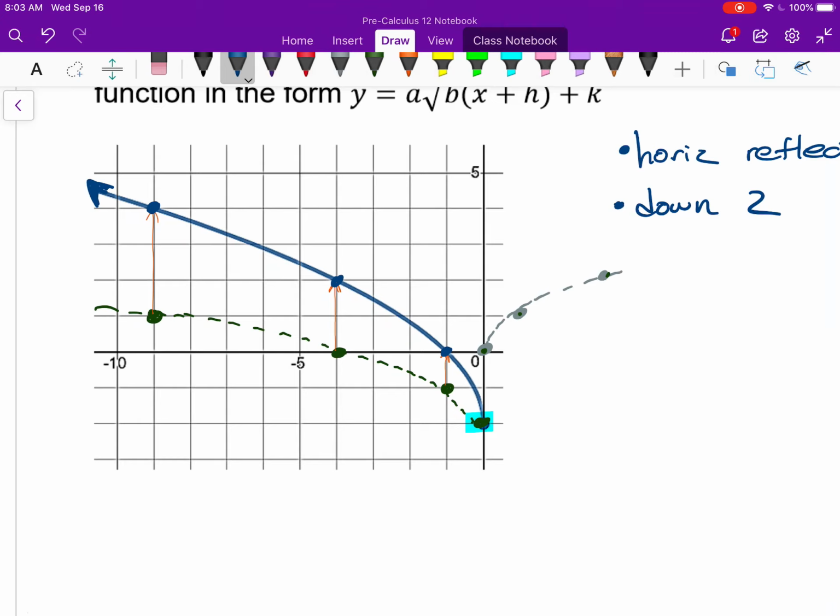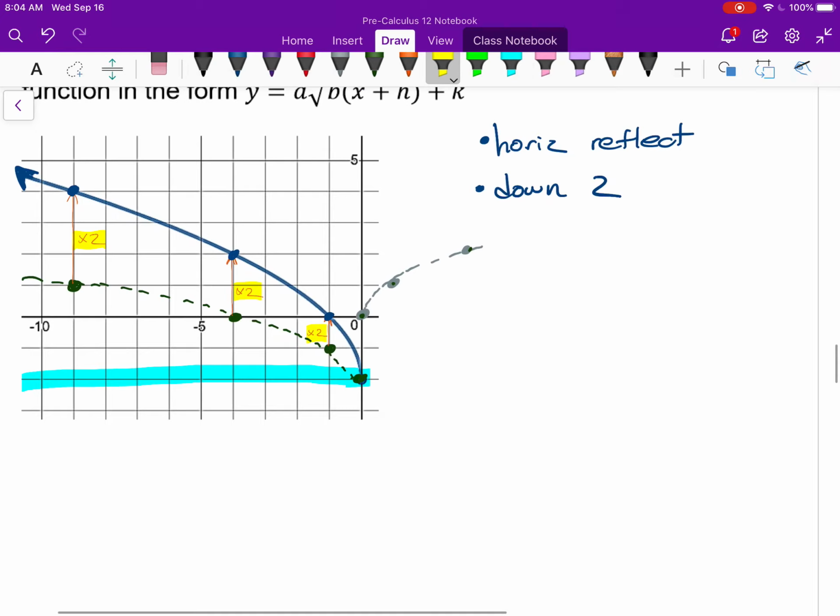Well, compared to where the function starts, compared to this sort of baseline right here, all these points in blue are 2 times higher than if there was no stretch. They're all 2 times higher. So that is my vertical stretch. I can see the vertical stretch by a scale factor of 2. So I now know there's a vertical expansion by a scale factor of 2.